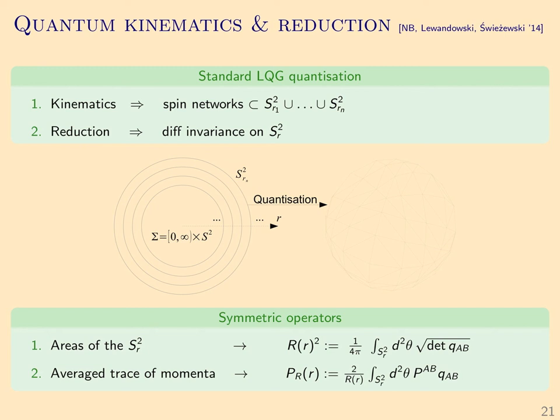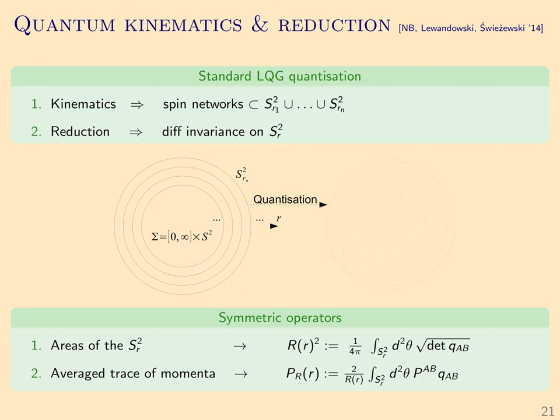So on these states, you can now construct operators which are preserved by your symmetry constraints or reduction constraints. And these are easy to construct. It's, for example, the area of one of those spheres of constant geodesic distance. You just construct it by taking the metric density and integrating it over the sphere. And you can also construct what people call PR in spherical symmetry, which is just the momentum to this capital R of R. And this you get by integrating the trace of P over the sphere.